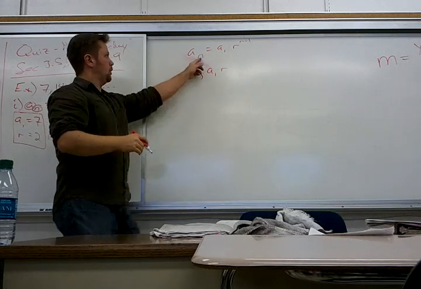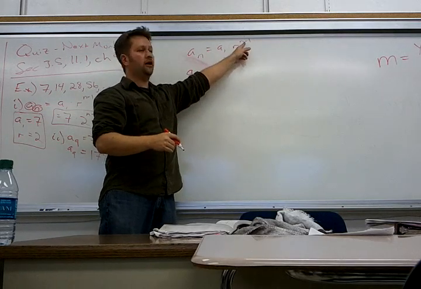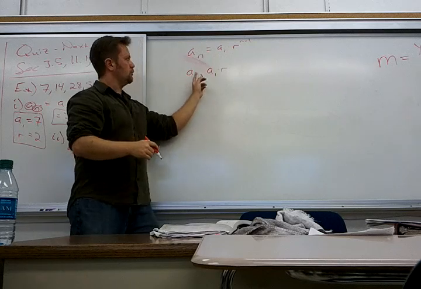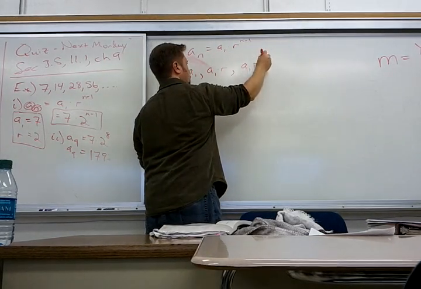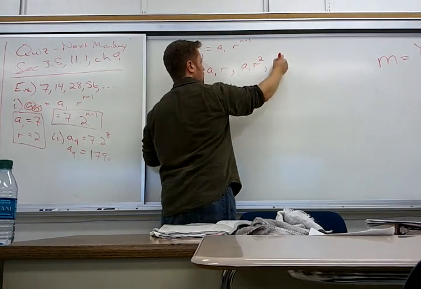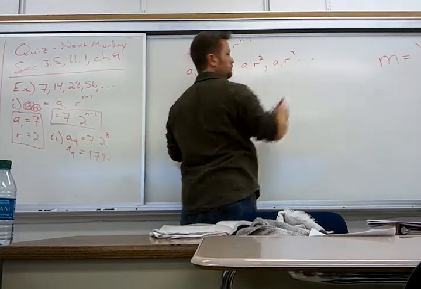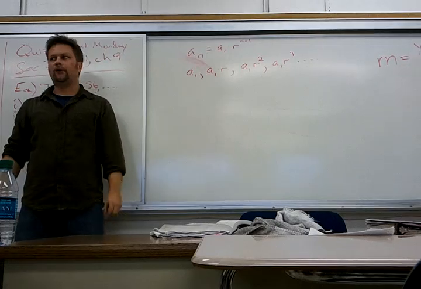Right? If you plug a 2 in, don't you get A1 times R to the 1? Because what do I keep doing? Don't I keep multiplying by R? So what would the next term be? A1R squared. What would the next term be? A1R cubed. On up, right? Yeah.